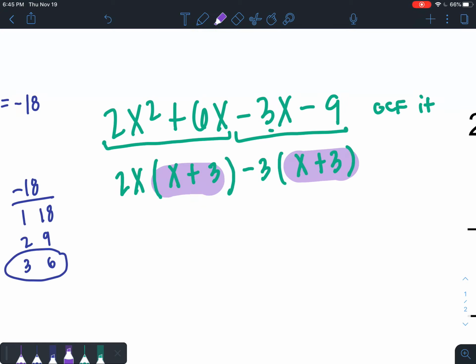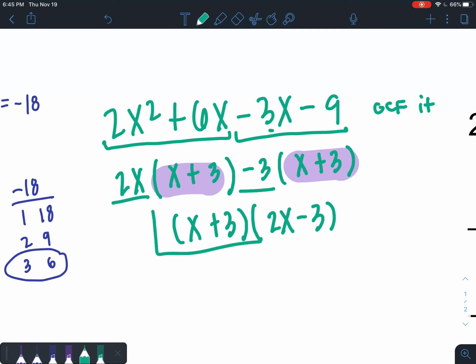Now, if I don't get these two things to match, I've done something wrong. But because they do match, I'm going to write my final answer as x plus 3 times 2x minus 3. And that right there is my final factored answer. You know what? Let me highlight that.